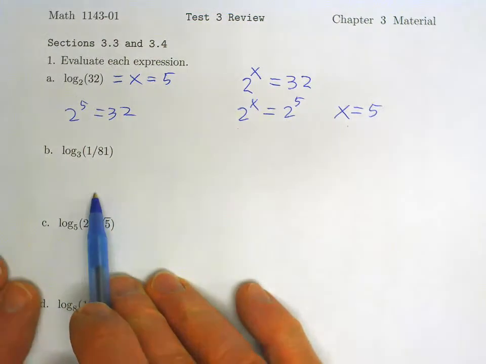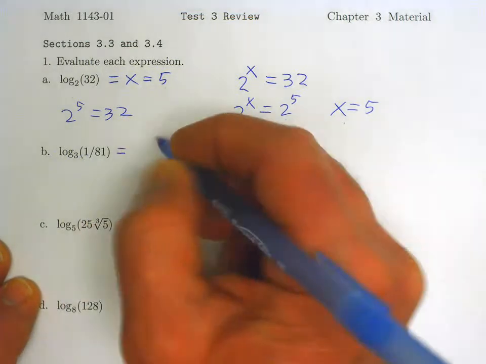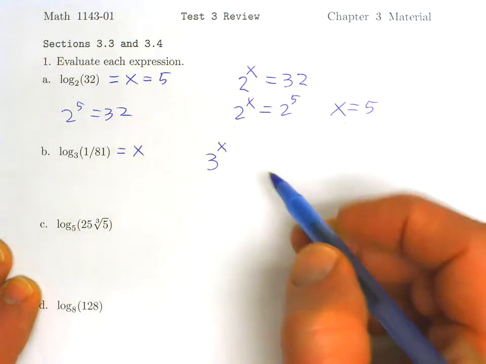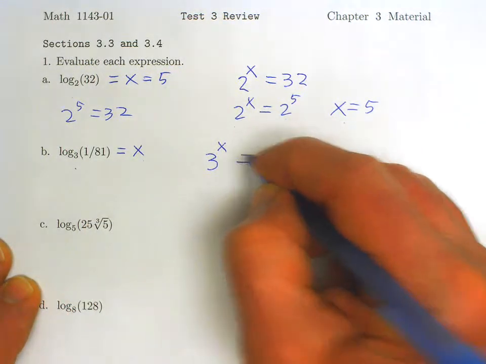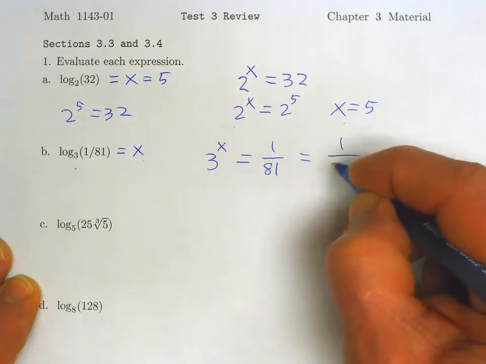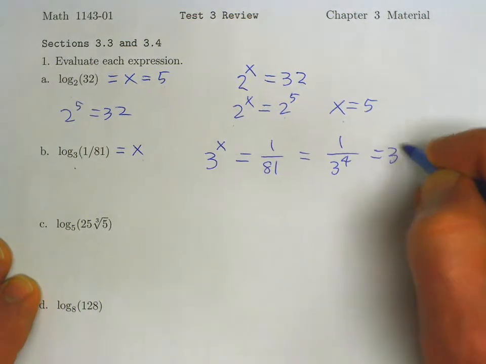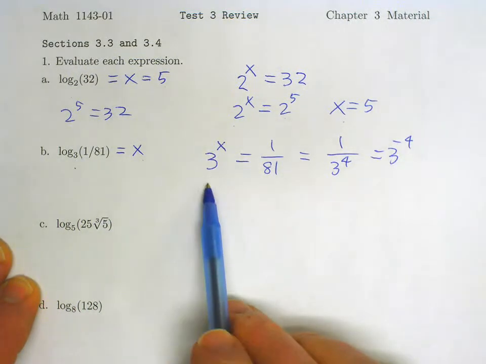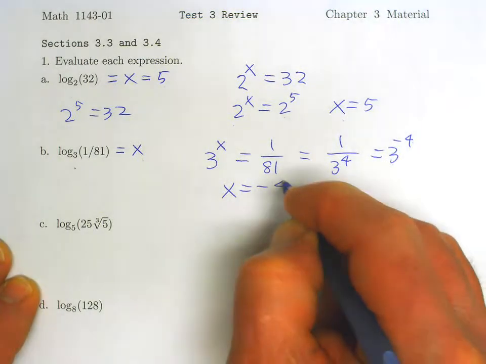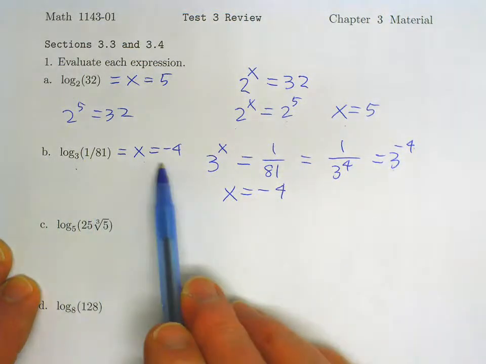Okay, the next one is similar. Log base 3 of 1 over 81. So let's say that that's equal to x. Then convert that logarithmic equation into an exponential equation. 3 to the x equals 1 over 81. 1 over 81 is 1 over 3 to the 4th, and 1 over 3 to the 4th is 3 to the negative 4. And so if 3 to the x equals 3 to the negative 4, x equals negative 4. So log base 3 of 1 over 81 equals negative 4.